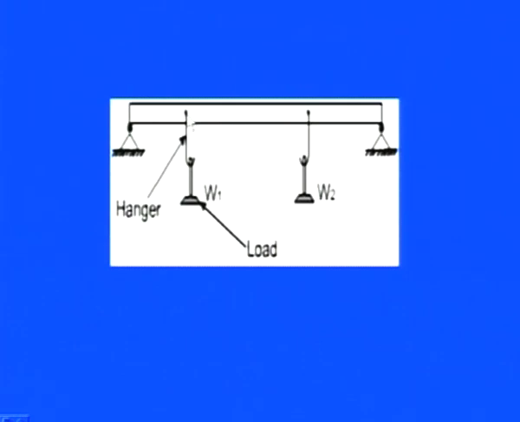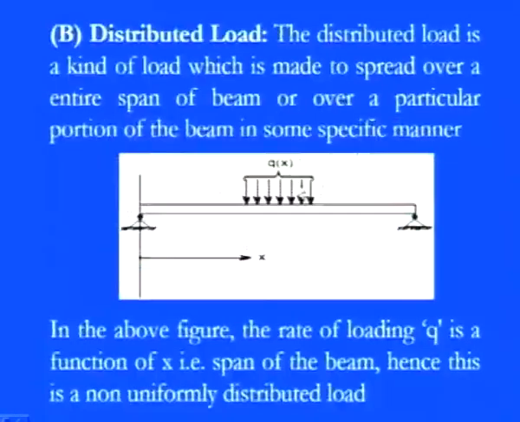So we can treat these loads as point loads, and generally we say that concentrated loads are point loads. We can indicate them simply with a point indication towards the downward direction, here the point load W1 and here the point load W2 for this simply supported beam. Then the second kind of loads are the distributed loads.